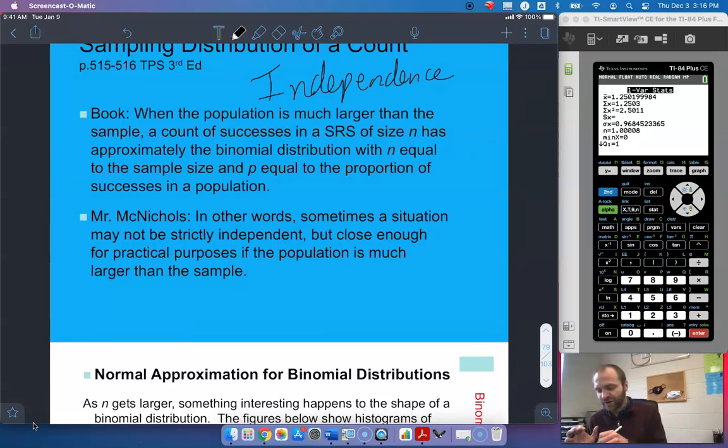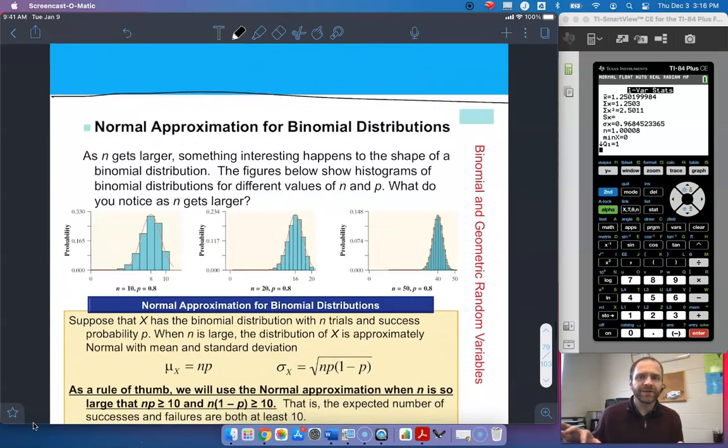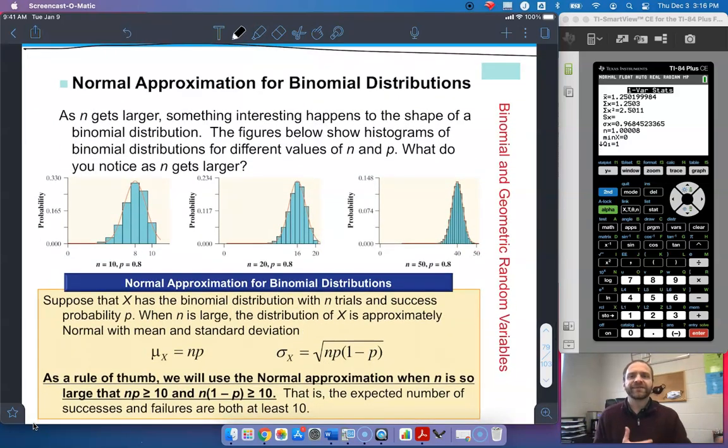The next part, so I'm going to draw a line. The next part is, well, how do we deal with normality? So as our sample size increases, we can see from these pictures here that our distribution is going to start to get approximately normal. So that's interesting.